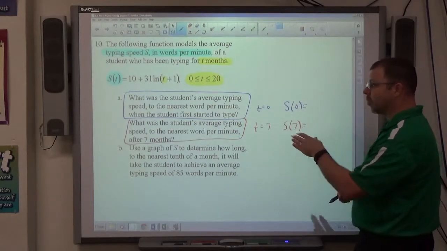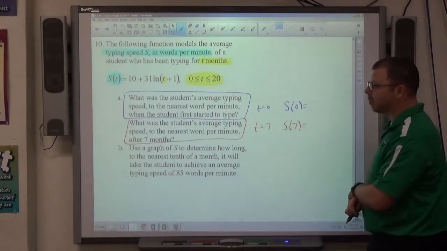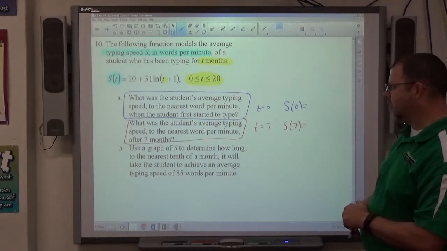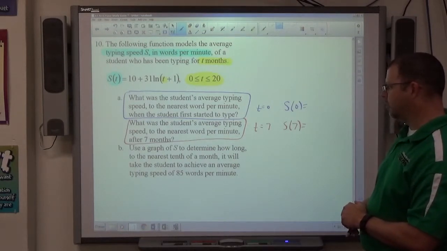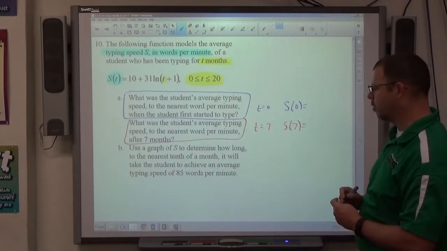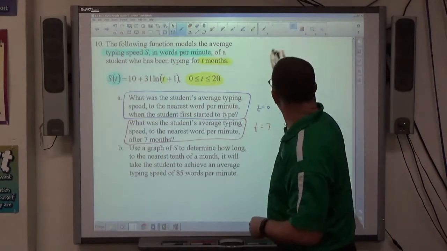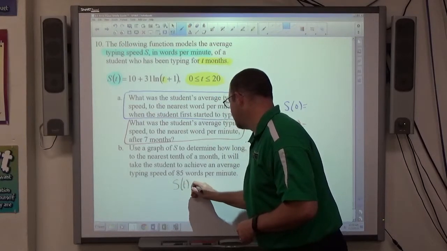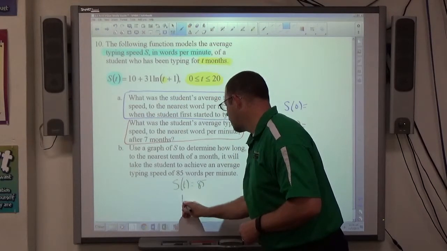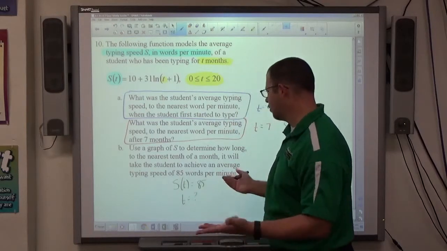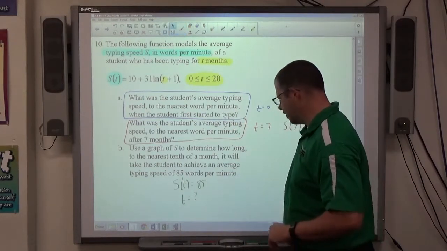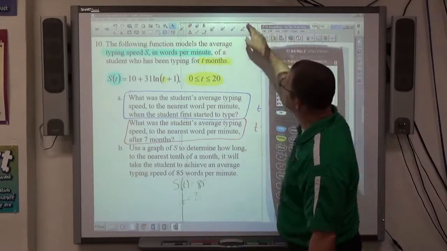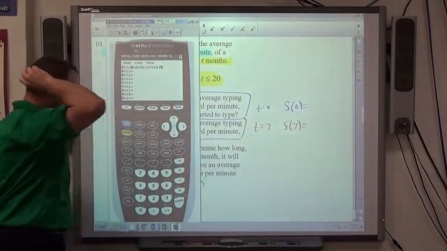They do say to the nearest word per minute, so make sure you're rounding to the nearest word per minute. Part B, use a graph of S to determine how long to the nearest tenth of a month it will take the student to achieve an average typing speed of 85 words per minute. So they want us to have S of T equal 85 words per minute. Their question is, what is T? So we're going to use a graph to do that, very similar to how we did on the medication problem.